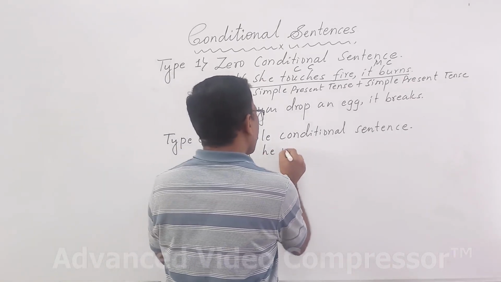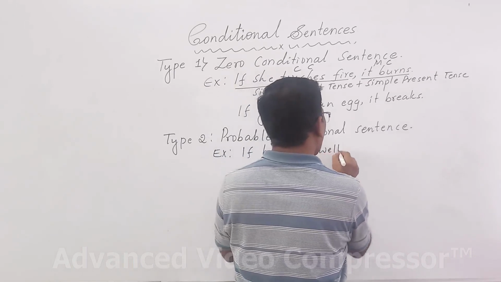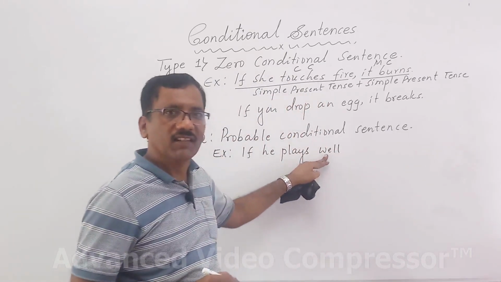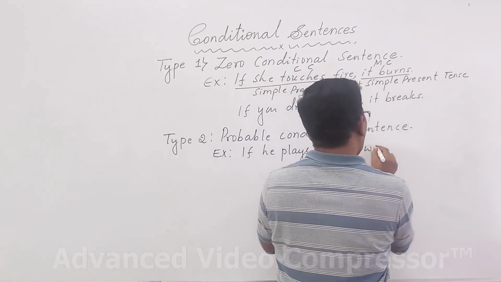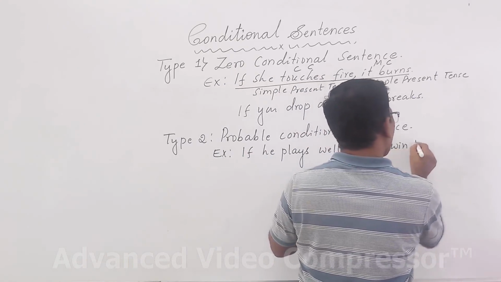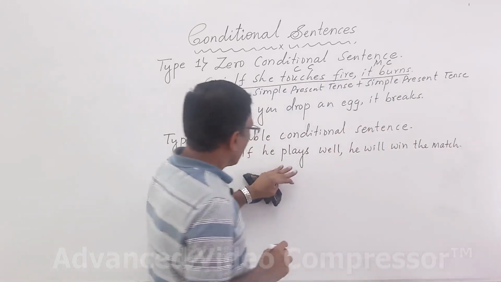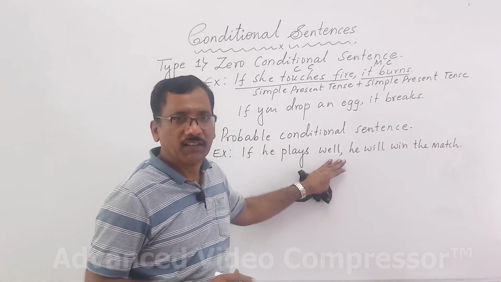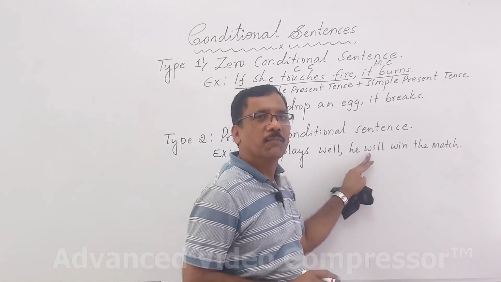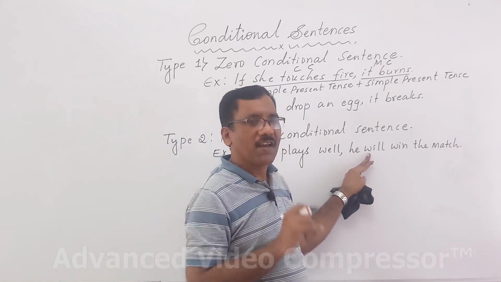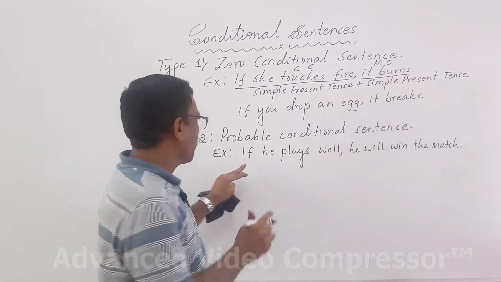If he plays well, there is a probability. What? He will win the match. The condition, if he plays well, if this condition is fulfilled, there is a possibility of winning the match. This is what we call a probable conditional sentence.